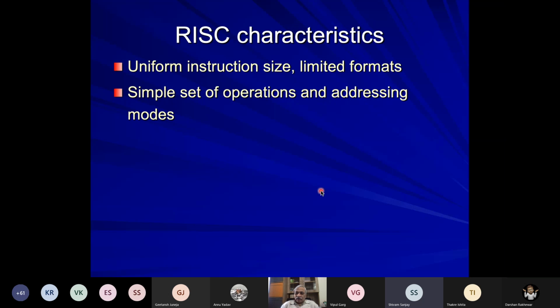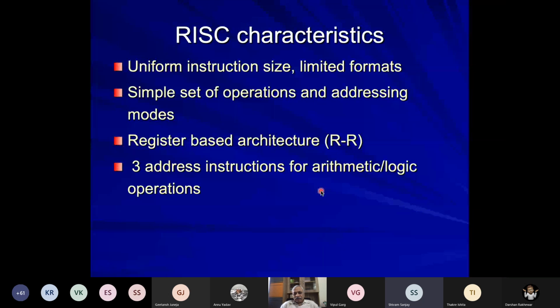A simple set of operations, all of primitive nature, and limited ways of addressing the memories. Addressing modes are just a few simple ones. In terms of location of operand, the instructions typically follow the RR approach, or register-based approach. So it's RR architecture, and because you're not providing memory addresses directly within the instruction, you have space for three addresses, two operands and one result. So this is a common feature that you have three-address instructions for arithmetic logic operations.